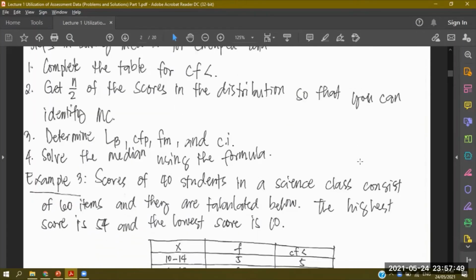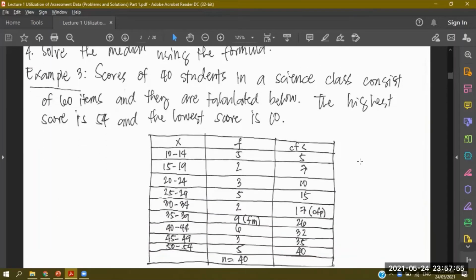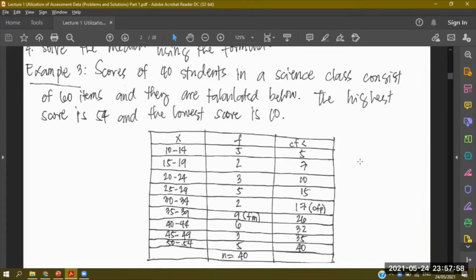Okay. Of course, the formula. Okay. So here is now the example. No? Again, scores of 40 students in a science class consist of 60 items and they are tabulated below. The highest score is 54, children. Di ba sa rulings natin sa paggawa ng FDT na na-discuss ko, ang highest score should be written on this part, no? And then the lowest score should be written on this side. And that is now our table.